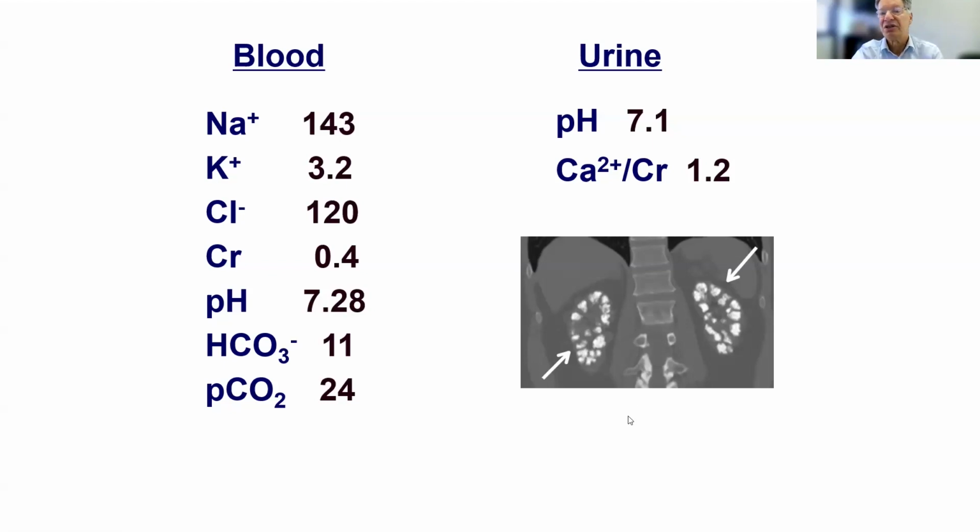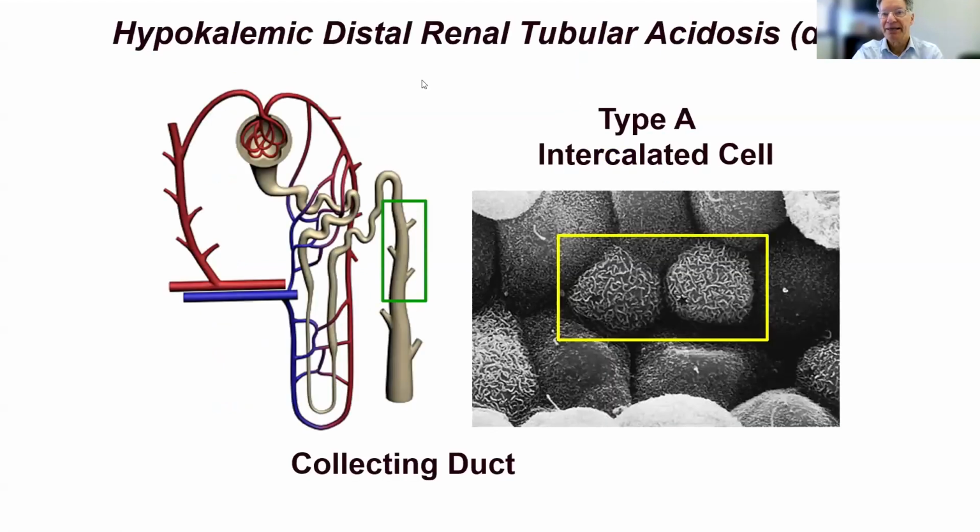So again, if you see this, you're thinking of a group of diseases that involve distal RTA. So this is hypokalemic distal RTA. It involves the type A intercalated cell that I've talked about in previous talks. This is one of the cells in the connecting tubule and cortical collecting duct, and also in the outer medullary collecting duct that are involved in urine acidification. Remember, there are 2 types of intercalated cells. The other one, the type B cell, secretes bicarbonate, but the problem is in the type A.